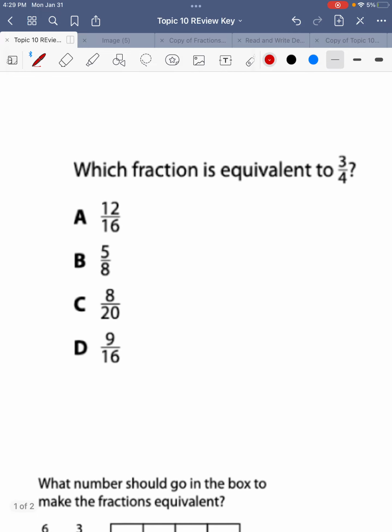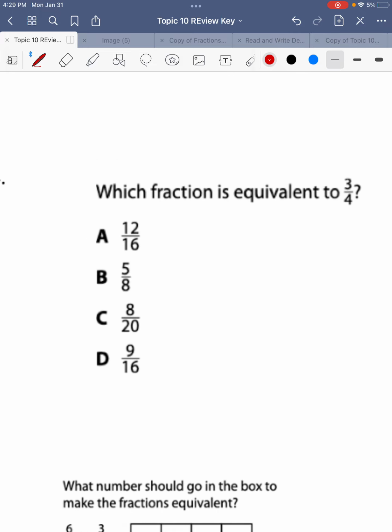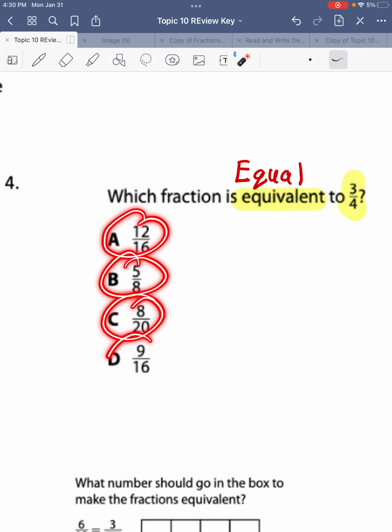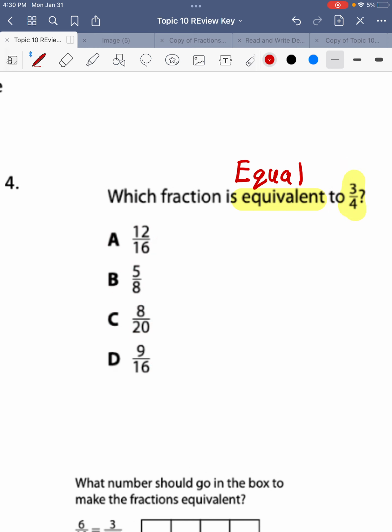Okay, number 4. Number 4 is saying, which fraction is equivalent to 3 over 4? Remember, equivalent just means equal. I'm looking to see which one of these fractions here is equal to 3 over 4. To do this, I'm going to do cross multiply.